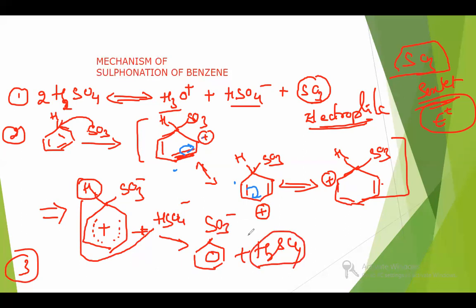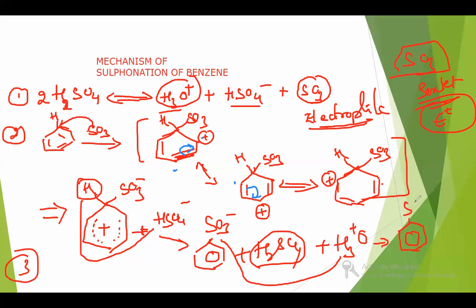This SO3 minus, along with the hydronium ion H3O plus. H3O plus donates a proton to this, forming H2O, and the product will be formed as C6H5SO3H, benzene sulfonic acid, with the formation of water. So C6H5SO3H is called benzene sulfonic acid. This is how the reaction will take place.